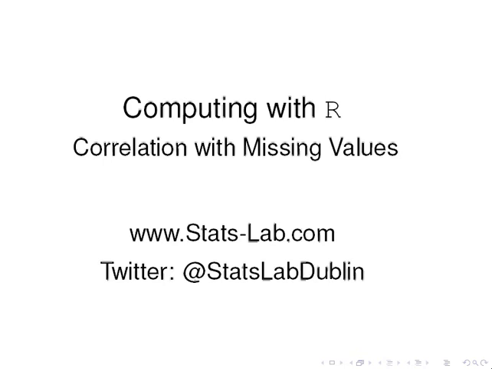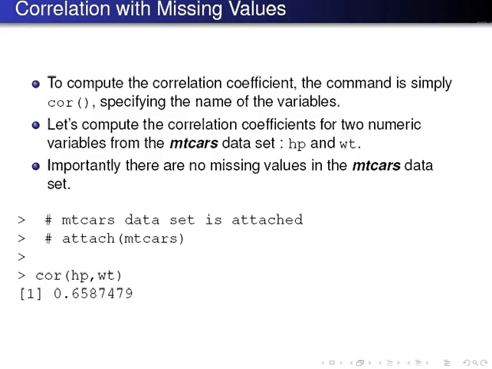In this presentation, we are going to look at correlation when there are missing values in the data. So suppose we were computing a correlation coefficient, we'd use the cor command specifying the name of the variables. So let's look at the mtcars data set. We have two variables, hp and wt, and it's a pretty straightforward job to calculate the correlation coefficient.